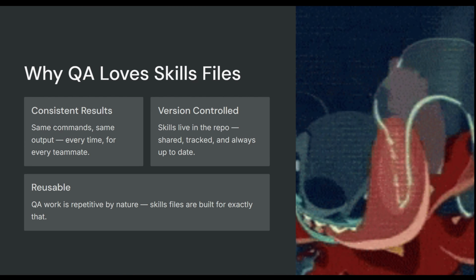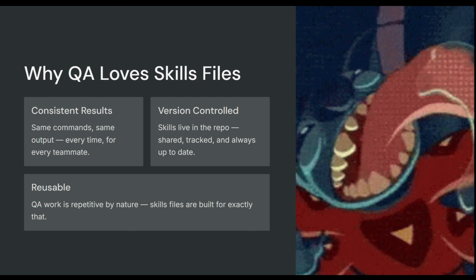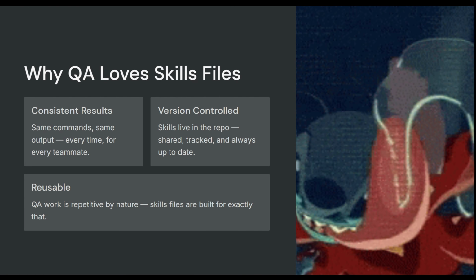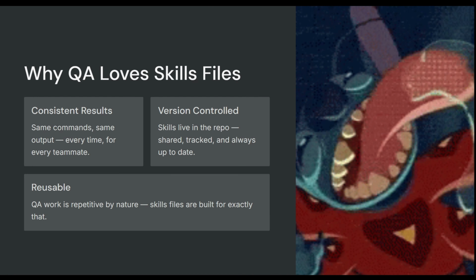Like, imagine your whole team is using the same AI tool. Instead of everyone writing their own prompts and getting slightly different results, you drop a skills folder into the repo. Everyone has the same commands, and your QA process is actually consistent, right?